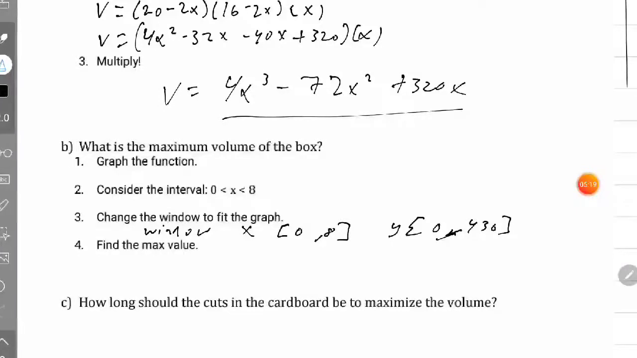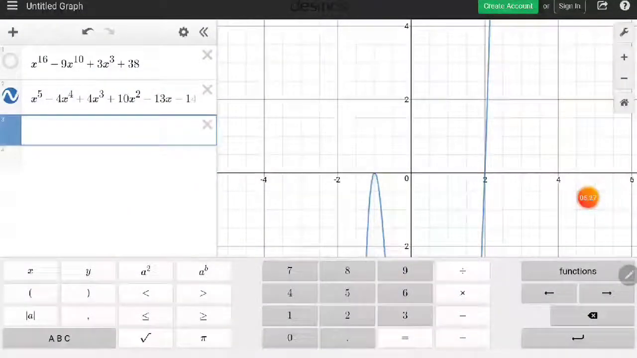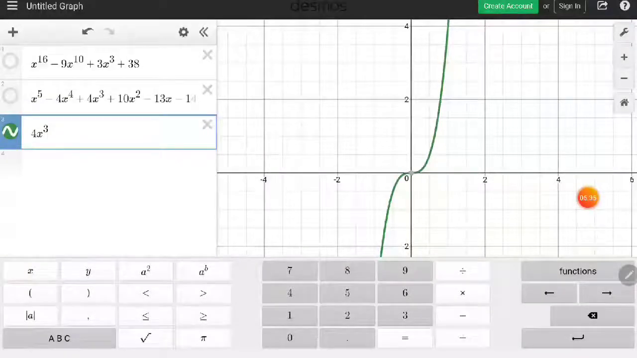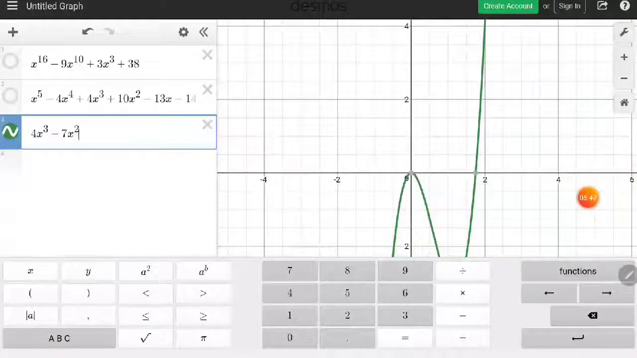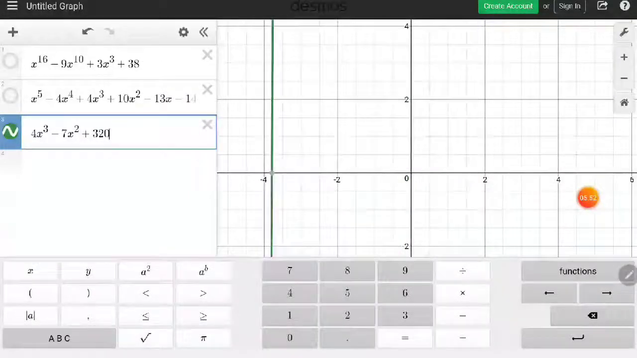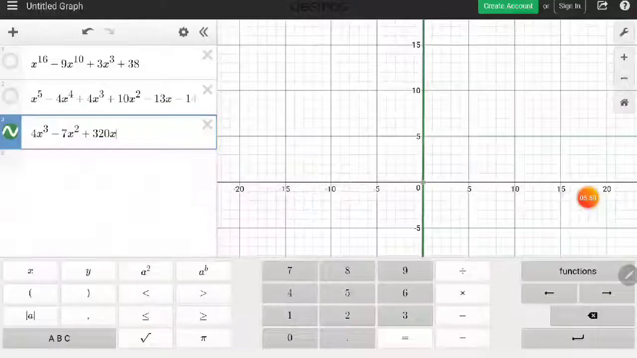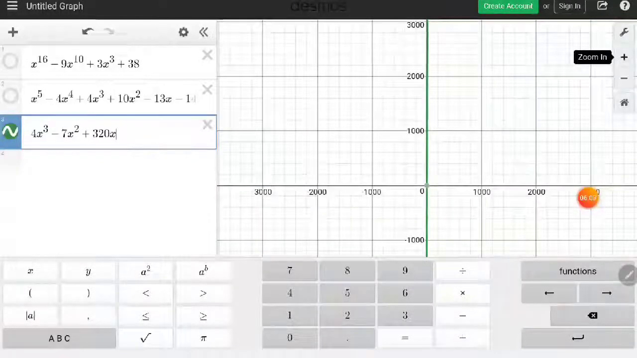Here we go. Ta-da. Desmos. And then I'm going to make a graph here. So this was 4x cubed minus 72x squared plus 320x. So we're going to zoom out a little bit. And it's more, it's more. What's going on here? 4x cubed. Oh, that's why. 72x squared. There we go.